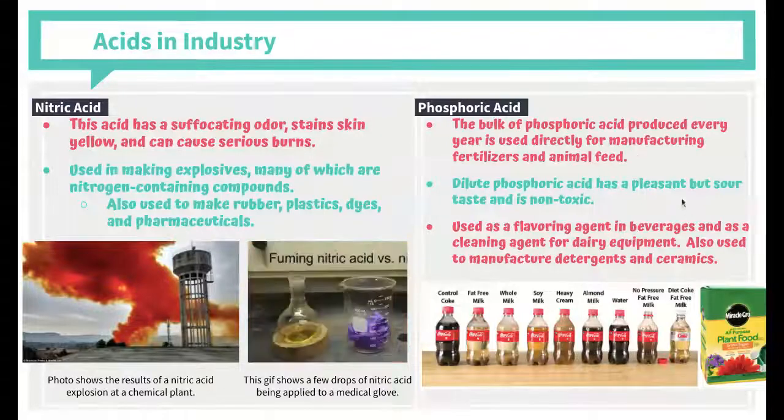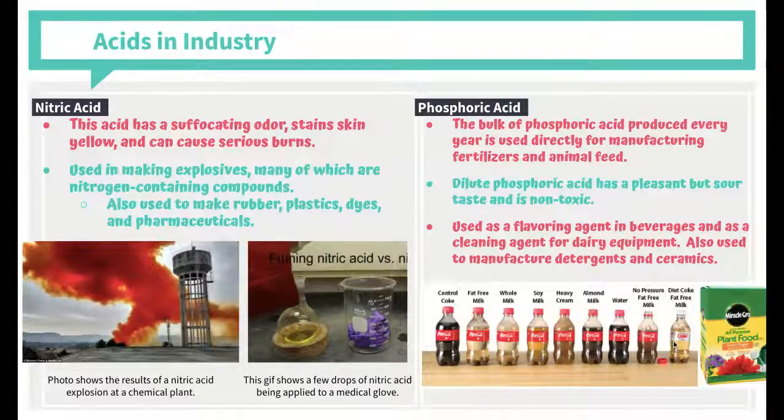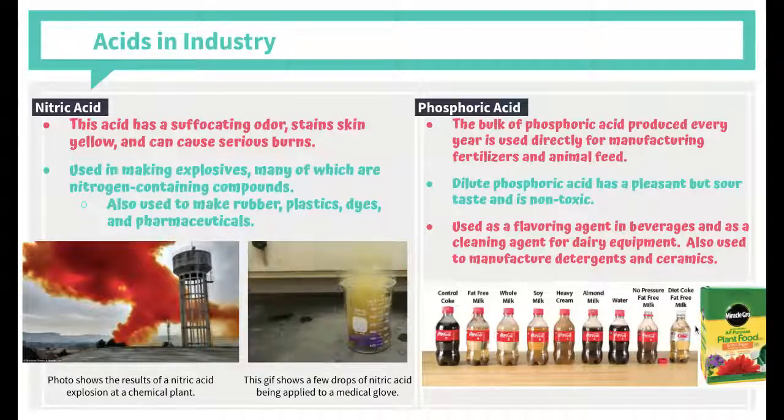Phosphoric acid, really, really common. So this is going to be in any plant food, fertilizer, things like that. They spray it on fields. It's also a main component in most sodas. So if you look on a nutritional label for a soda, you're probably going to find phosphoric acid.